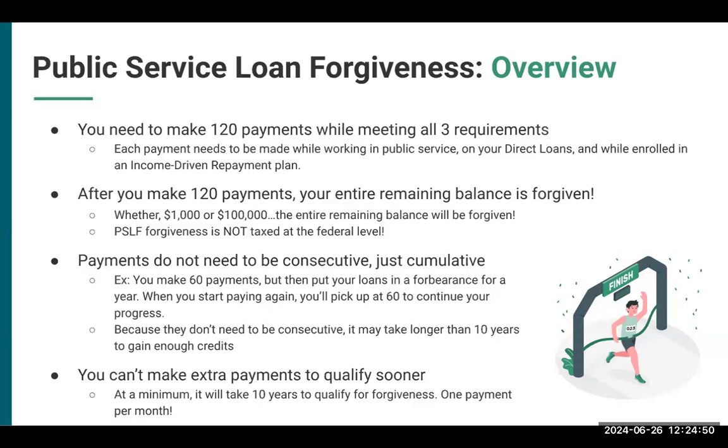Because they don't need to be consecutive, that means it could take you longer than 10 years to earn these 120 payments. However, at a minimum, it is 10 years before you can qualify. You cannot make extra payments to qualify sooner, and they will only ever count one payment per month.